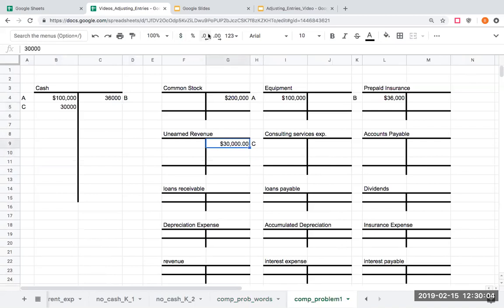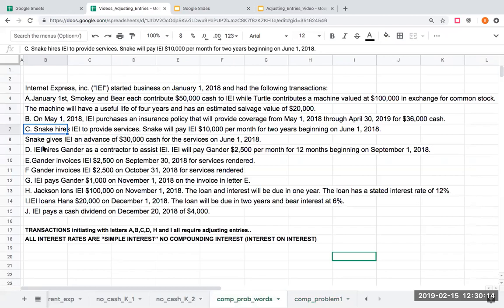Again, I'm not going through the explanations on this. At this point in time, these initial entries should be very easy for you to go through and do. Please look at the prior videos if it's not making sense. Right here, letter D, I'd make no journal entry. The reason why is I hired Gander as a contractor to assist us. I will pay Gander $2,500 per month for 12 months beginning on September 1st. All I've done is sign a contract, so I'm not going to make any kind of entry at this point in time.